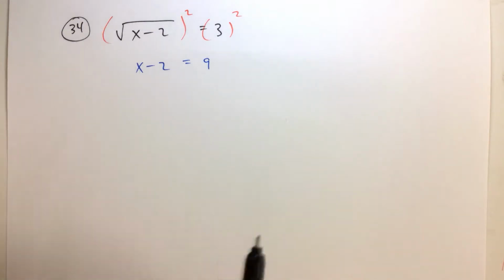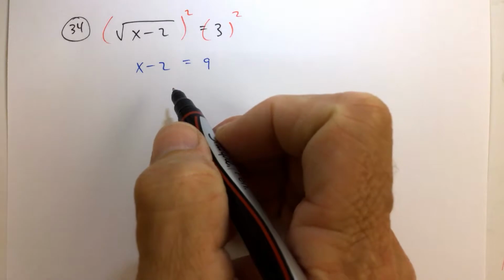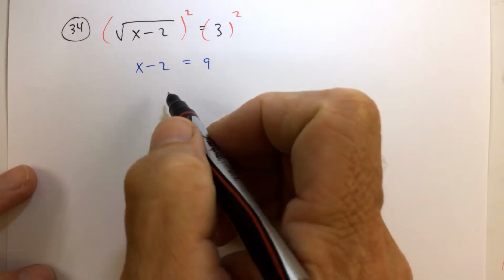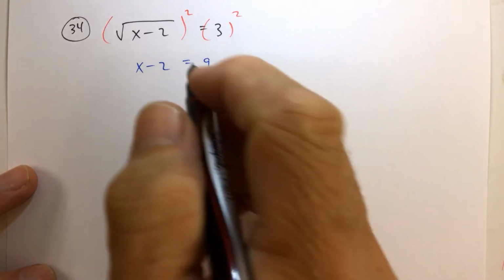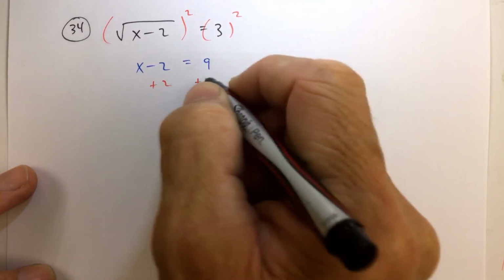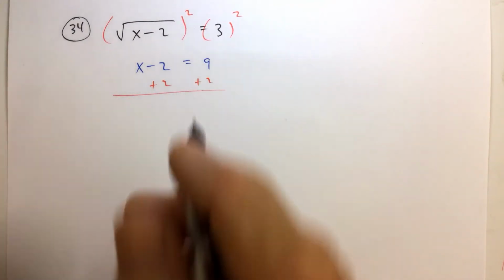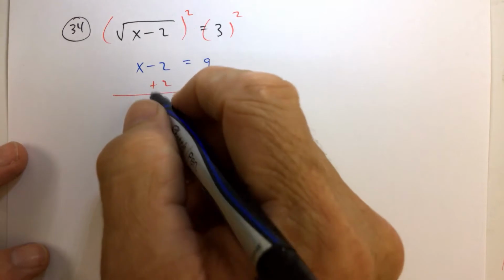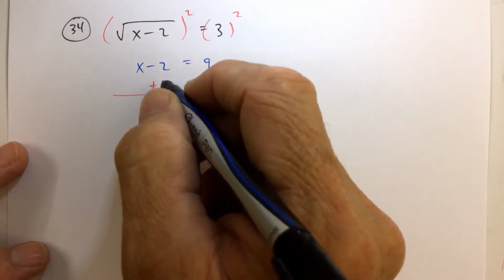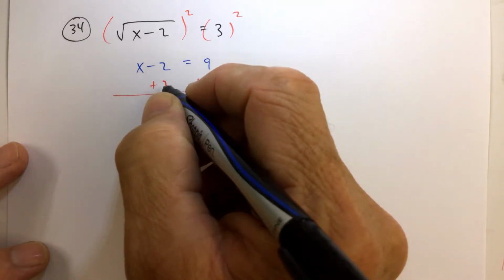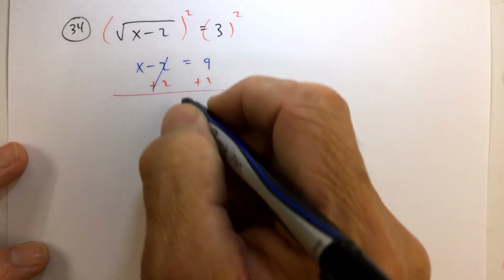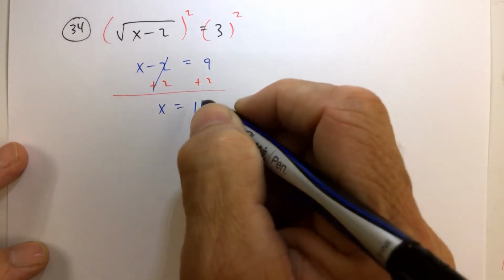So you have to be careful when you square something that you check your answers, because sometimes squaring both sides of an equation adds in an extra solution that we don't need, an extraneous solution. Anyway, we're going to check that, but before we do that, we're going to add 2 to both sides. Adding 2 to both sides, we get x is equal to 11.